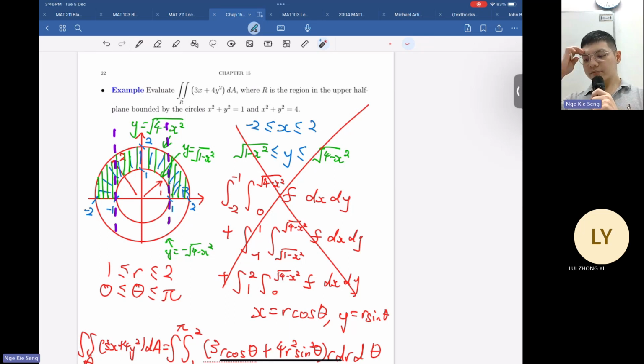So just now, when we do the xy double integral, right? We fix x first, and then we do the y direction. Okay, how about if I do the other direction? I fix y first, and then I do the x direction. How many regions do I need to split into? What do you think?